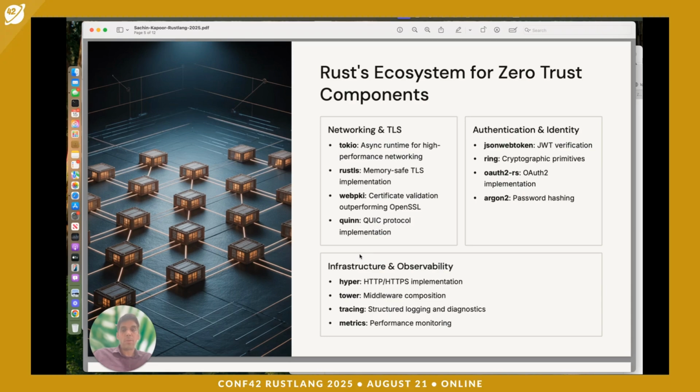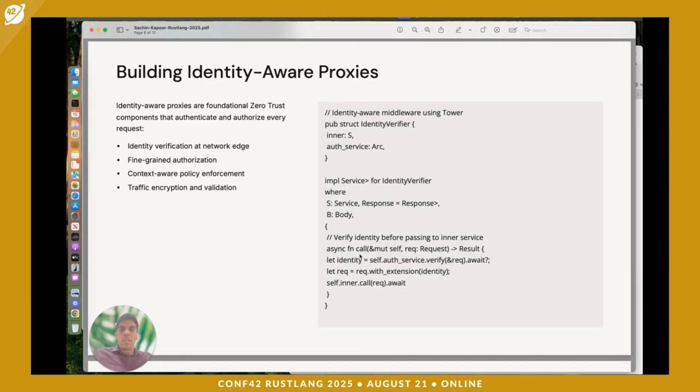Last, but one of the most important aspects of security infrastructure, is the core network libraries and observability capabilities. Hyper and Tower provide a robust networking stack, while tracing and metrics provide rich performance and diagnostic data for a solid foundation for monitoring and detections. We just talked about how you can use some of Rust's core components to build a secure software stack.